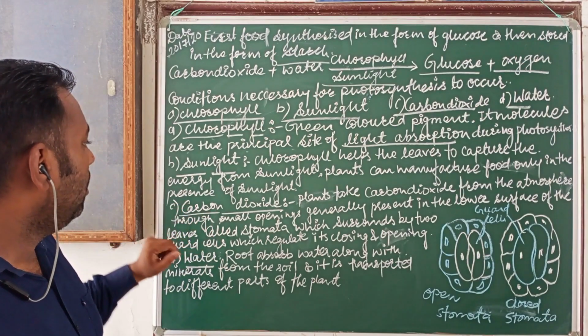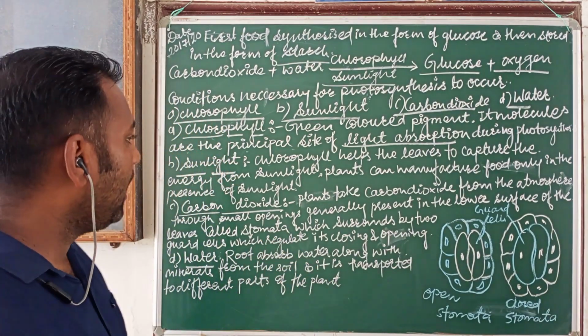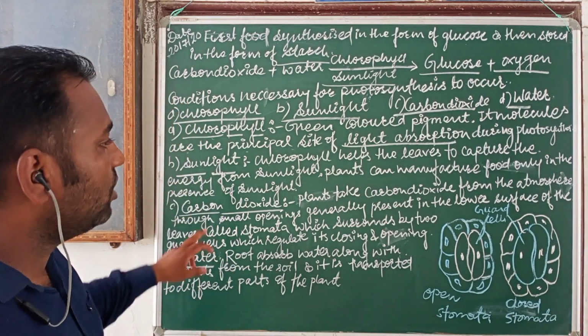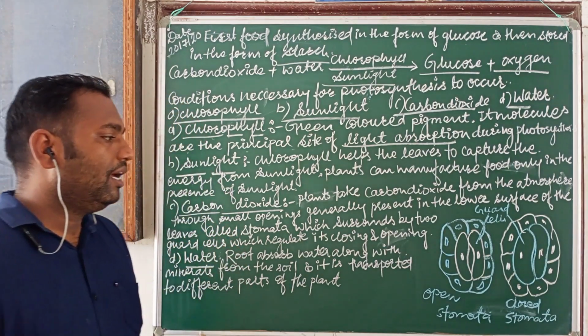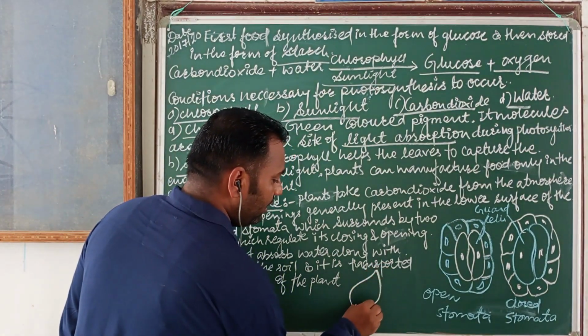Next thing is carbon dioxide. Plants take carbon dioxide from the atmosphere through small openings generally present on the lower surface. So if we say this is a type of leaf.